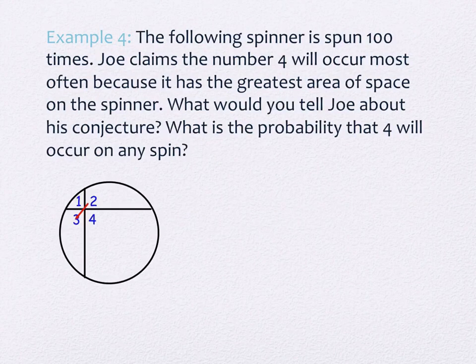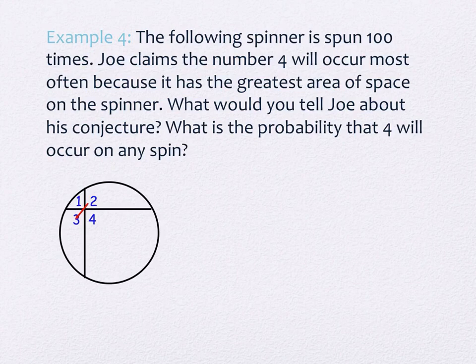All right, I have another example here. This one's an interesting one. This is a spinner. The following spinner is spun 100 times. The spinner is the little red dial piece that you can see. It's not super clear, but it's the red piece. Joe claims that the number 4 will occur most often because it has the greatest area of space on the spinner. What would you tell Joe about his conjecture, and what is the probability that the 4 will occur on any spin? It's like the same amount of space that the spinner will hit because it looks like it's at a right angle. So it's like the same amount.